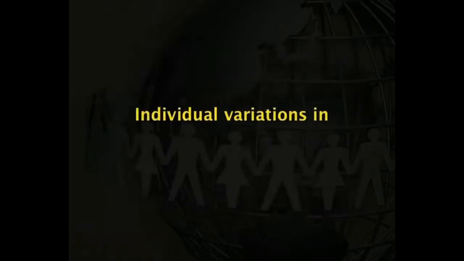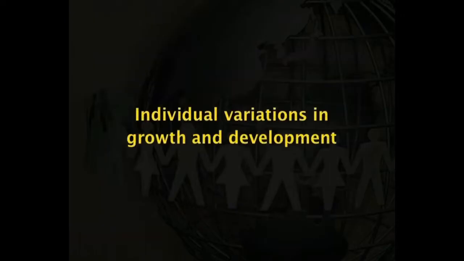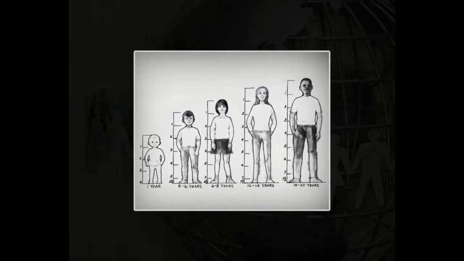The individual variations in growth and development. Individuals follow the same pattern of sequential changes in growth and development. There is, however, considerable variation among the individuals in the rate of growth and development. For instance, children vary markedly in height, weight and other dimensions of physical growth.